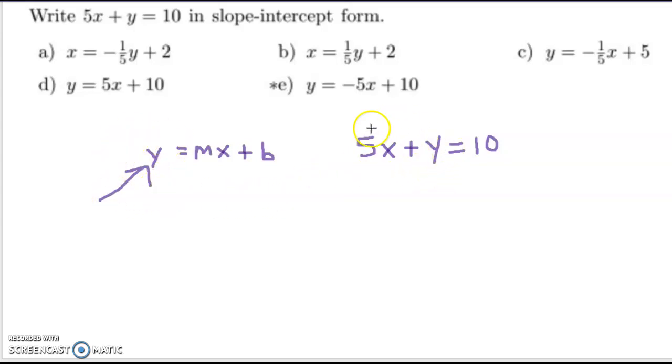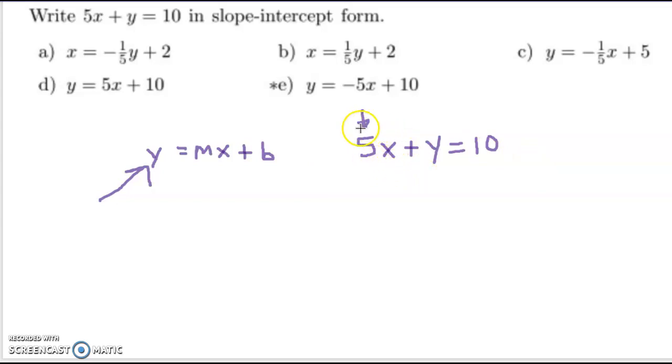So if I look over here at my equation, it looks like the y is not by itself because it has this lovely 5x attached to it. Well, when we've done equations in the past, we have totally moved things back and forth between both sides of the equal sign. So we're going to go ahead and do that again.